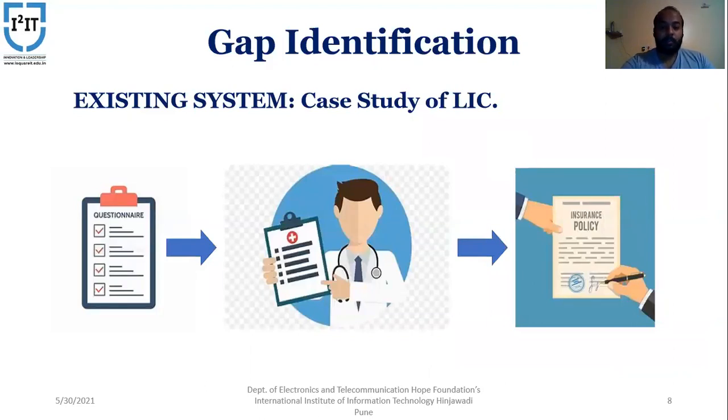So first of all, gap identification. There are many insurance companies in India, like LIC, ICICI, Tata AIG, etc. Let's discuss how LIC gives insurance. First, LIC gives you a questionnaire regarding personal details, medical history and family history, for example, did anybody in the family suffer from heart illness. After this, they send you to a doctor associated with LIC to get a checkup, and if the doctor is satisfied with your result, then he or she gives you health insurance.